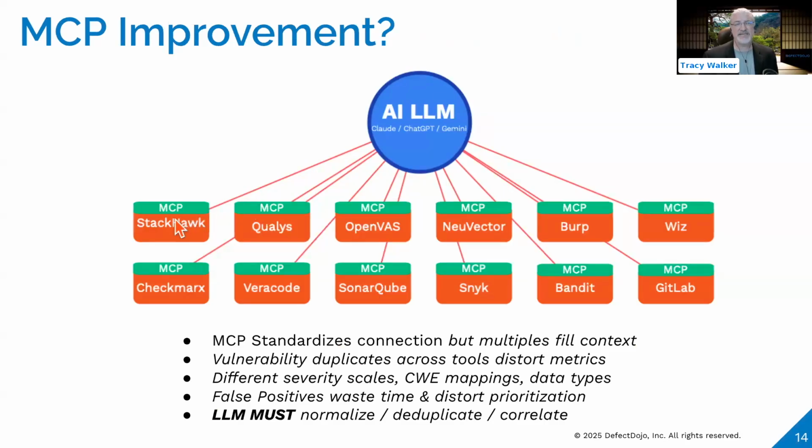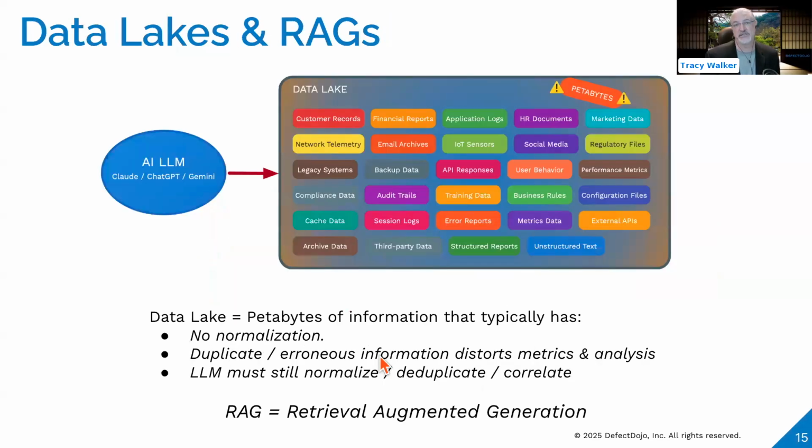However, because none of these tools are really familiar or aware of the other tools, the data is not normalized. A finding in this tool probably isn't going to look like a finding in another tool. The fields are going to be named different things, and the LLM is going to wrestle with all of that. It is going to have to do all of the normalization and deduplication and correlation across multiple tools. That's asking the LLM to do a lot. In fact, you're asking the LLM to do exactly what Defect Dojo does.